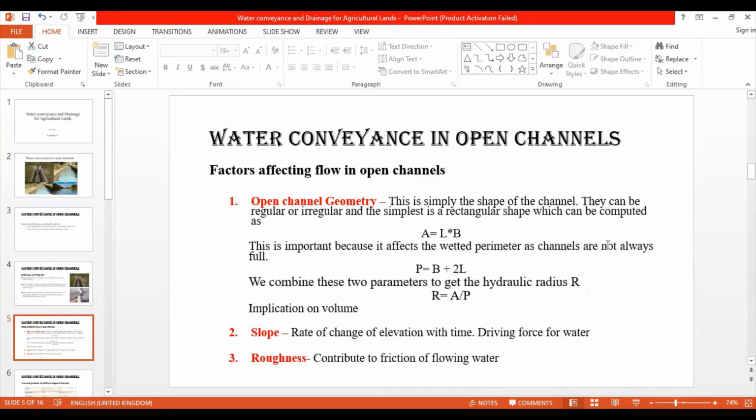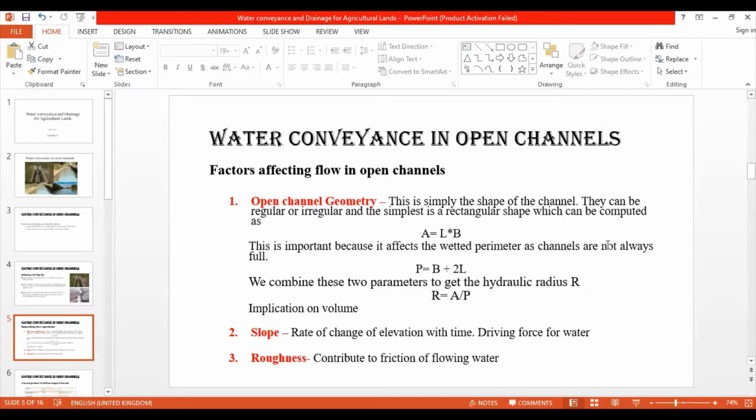The next factor is the slope. Of course, we talked about it in the previous lectures. The steeper the slope, the higher the speed the water can travel. Because now we are dealing with open channels, usually we are dealing with natural movement of water. So you need to create a slope which is going to drive the water. If your slope is steep, the rate of water moving will be higher than when you have a flat surface.